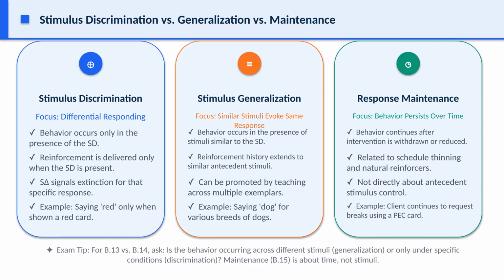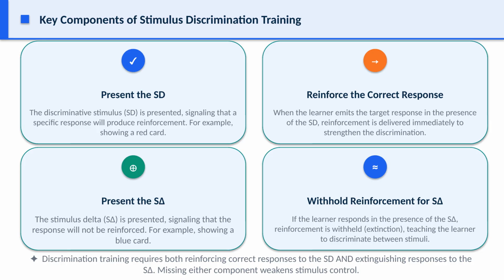Stimulus discrimination training is a foundational procedure you'll need to master for the BCBA exam, and this slide breaks down its key components. First, you present the discriminative stimulus, or SD, like a red card, which signals that a specific response will now produce reinforcement. When the learner emits that target response in the presence of the SD, you deliver reinforcement immediately. This immediacy is critical because it strengthens the connection between the SD and the reinforced behavior.